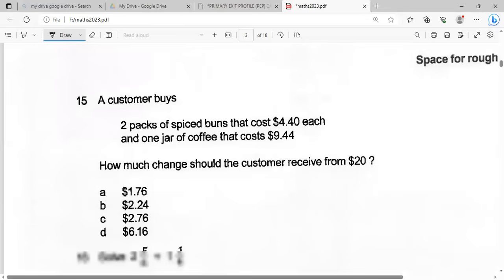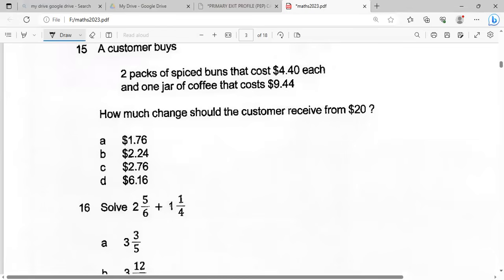A customer buys 2 packs of spice bun that cost $4.40 each, and 1 jar of coffee that costs 9. How much change? All right, so 4.40, and that's 2, so it's very easy. 2 4 is 8, 2 4 is 8. So it's $8 for the 2 spice buns.